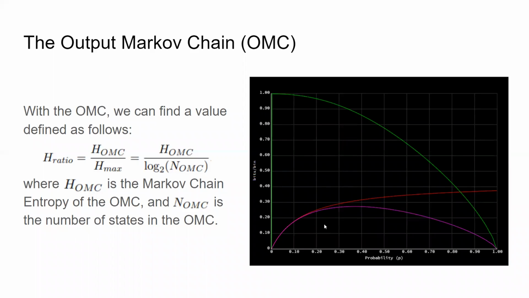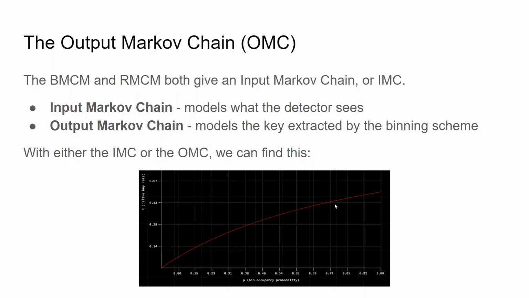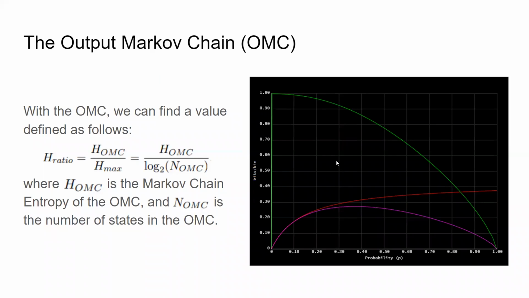By finding this OMC, you get this value, which I call H sub ratio, because that's the ratio between the literal key rate and the entropy rate. If you take a look at this plot, this red curve is what we had over here. But now we can find the green curve, which is H sub ratio. If we multiply the values from the green curve with the values from the red curve, you get the values from the purple curve, and that I claim is the actual entropy rate that we're getting out of this system, given certain parameters.